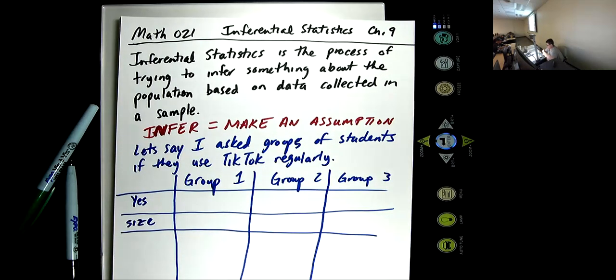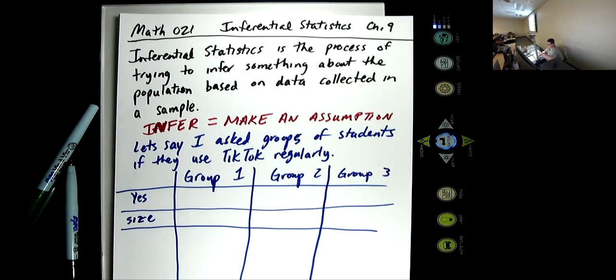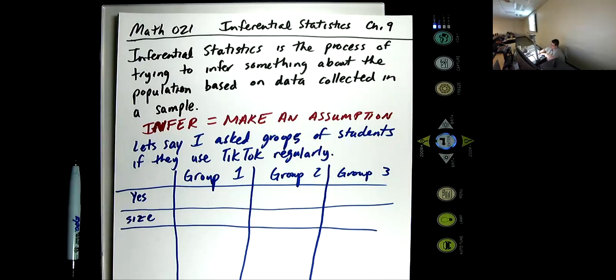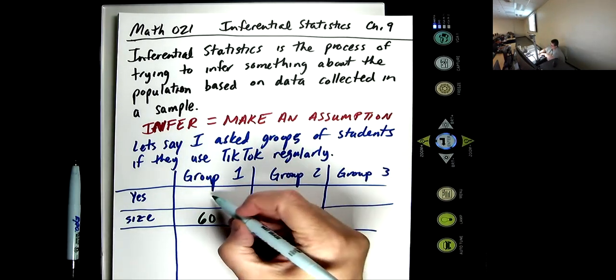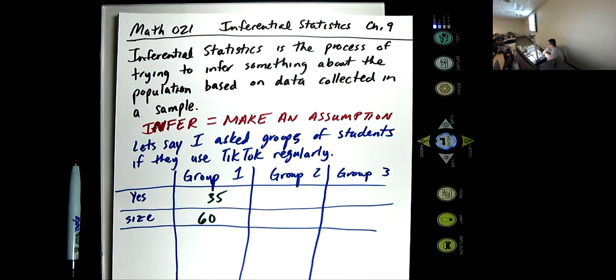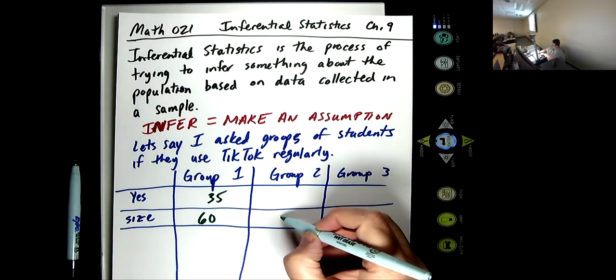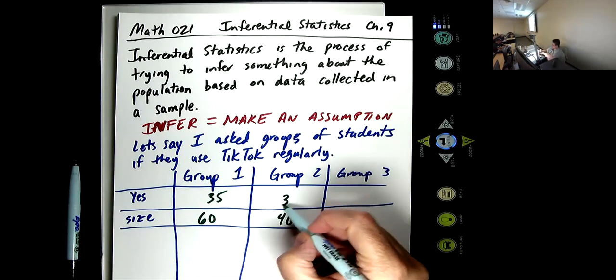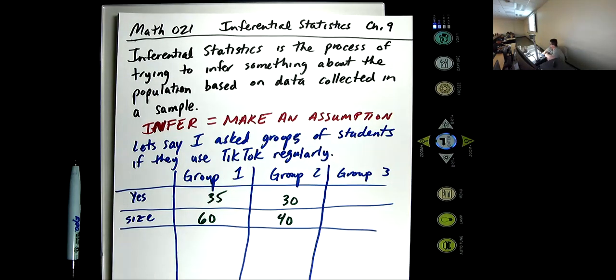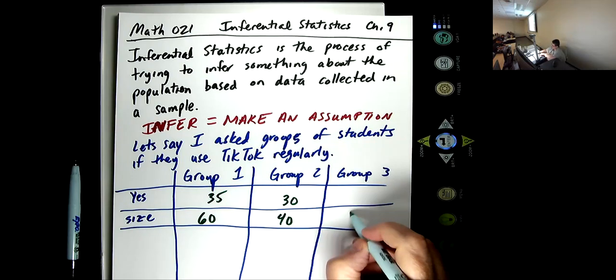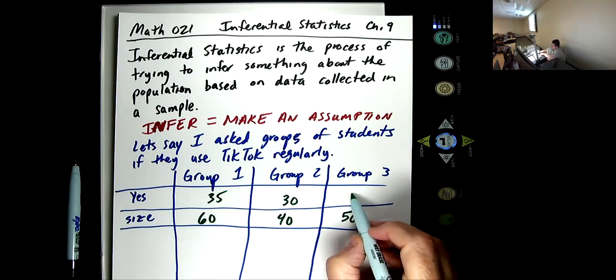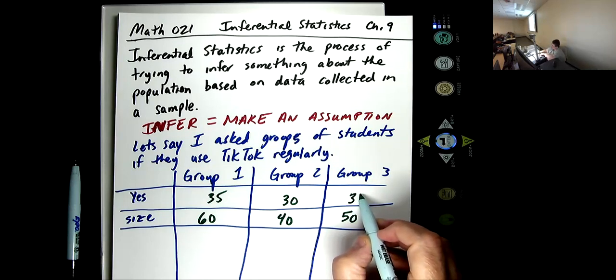Let's say in the first group, I asked 60 people and 35 of them said yes. Second group, I asked 40 people and 30 of them said yes. And maybe we'll do 50 and this group had, I don't know, 33 said yes.